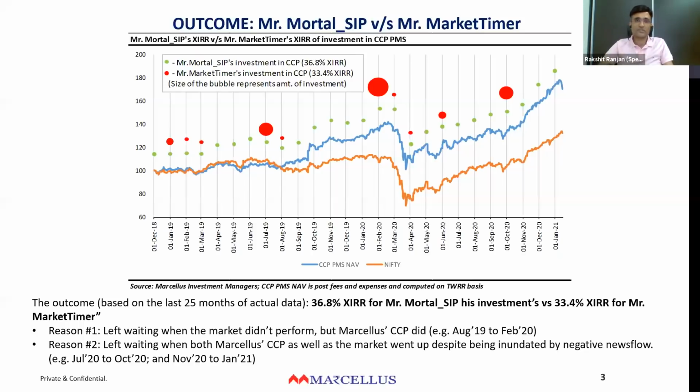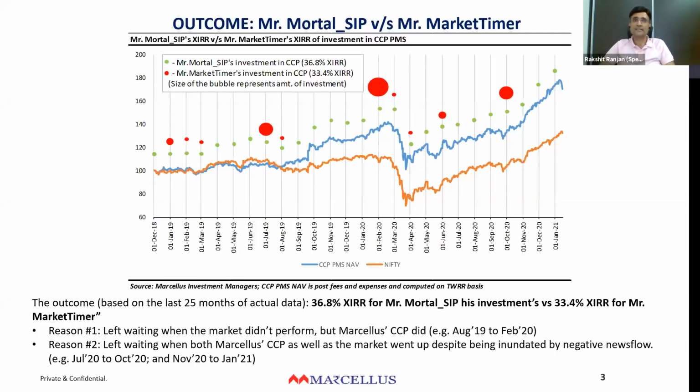So this chart shows you a timeline since 1st December 18, when Marcellus CCP PMS started, right? The one of the 2 lines which is going up in a steeper manner is the NAV for CCP PMS, right? And the second line, which has not moved much over the last couple of years, is Nifty 50, right? They both have started at 100 rupees as the base and progressed thereafter.